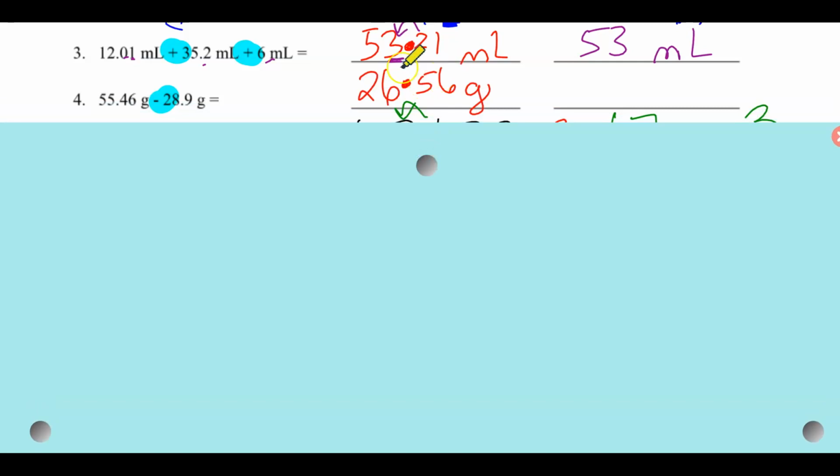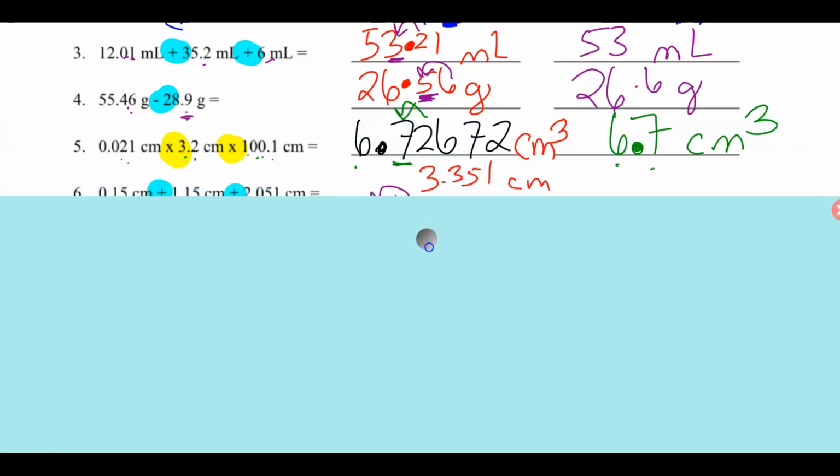Okay, calculator answer, 2 decimals, 1 decimal. I'm going to be going to 1 decimal place. So here's that 1 decimal place. Look to the right. Will 6 round up 5? Yep. 26.6 grams is my properly rounded final answer.